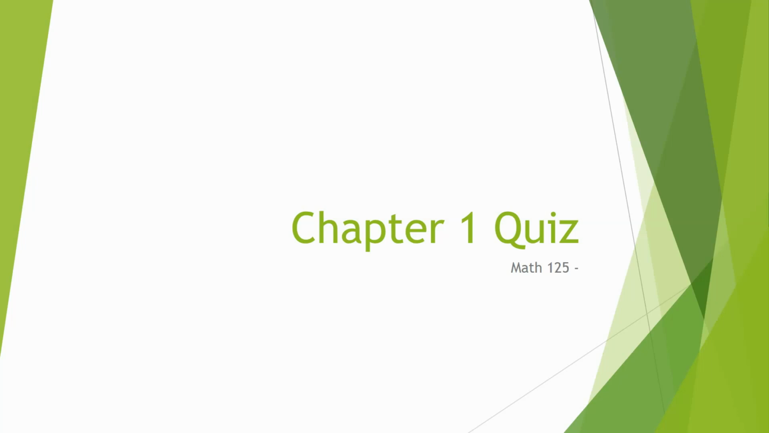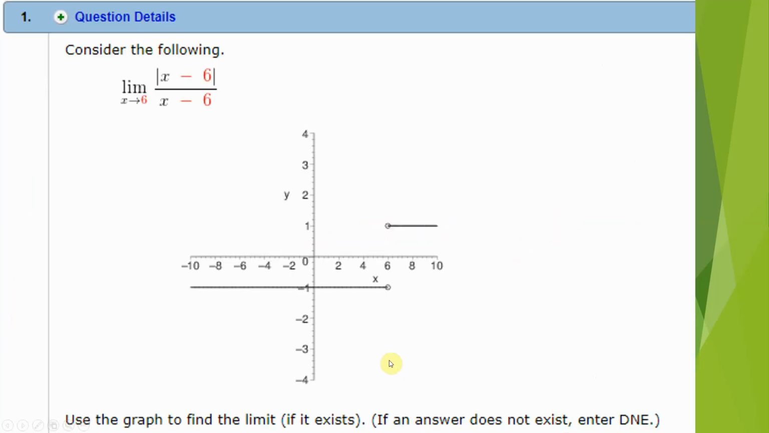All right, so this is the Chapter 1 quiz for Math 125. Number 1, consider the following: the limit as x approaches 6 of the absolute value of x minus 6 over x minus 6. We want to use the graph to find the limit if it exists. So we're approaching 6 from both directions. You notice that it's going to two different locations. If we're going to two different spots, then that limit does not exist.